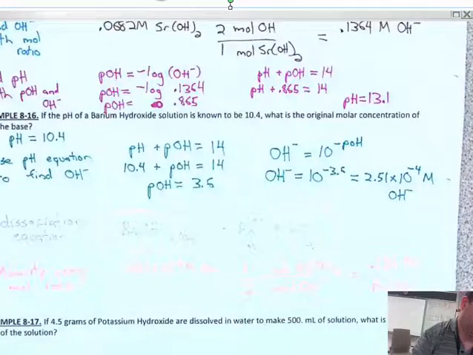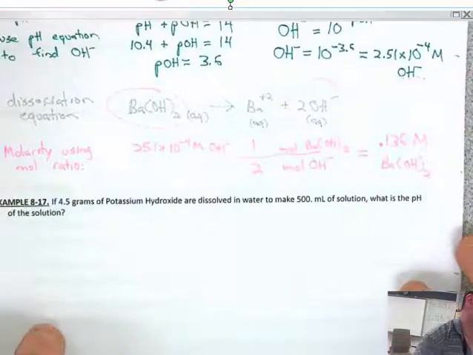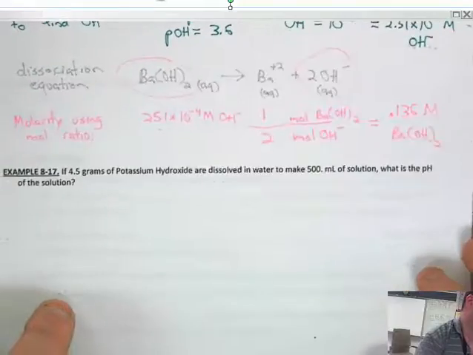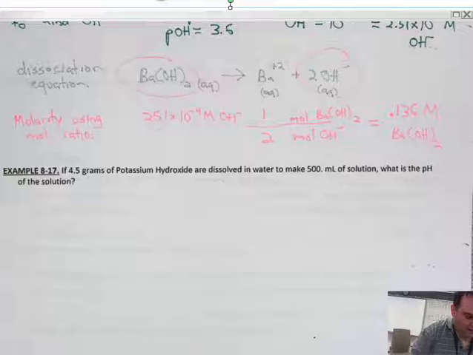Okay. Okay, here's the last one we're going to do here. I'm hoping you can see that. I can see it on my screen. I'm hoping you can see it on your screen, what I wrote there. Okay, 8.17 of 4.5 grams of potassium hydroxide are dissolved in 500 milliliters of water. What is the pH of the solution here?